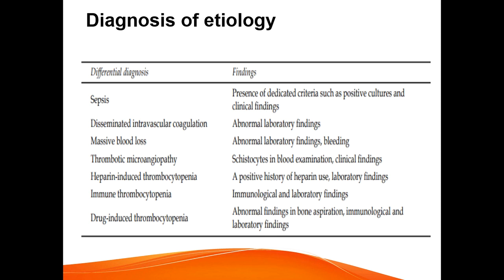Now, also to know the etiology: if there are dedicated criteria such as a positive culture or a clinical picture, then thrombocytopenia is most likely due to sepsis. If there are deranged PT, PTT, and platelets, DIC is more probably the cause. If there is a massive blood loss, of course from the history you can know that. If there are schistocytes in the blood film and the clinical findings, think of TTP. If there is a positive history of heparin use and the patient develops some gangrenous changes on the finger, I'll show you the picture, then think of HIT. If there is an immunological disorder, think of immune thrombocytopenia and look at the drugs.